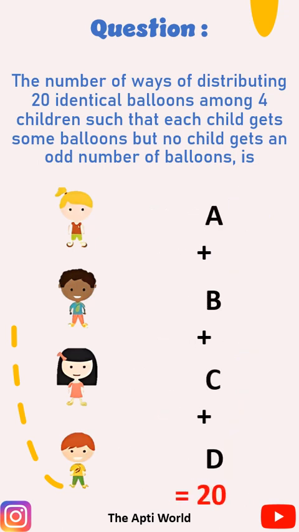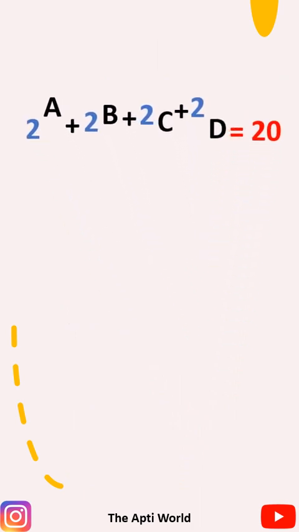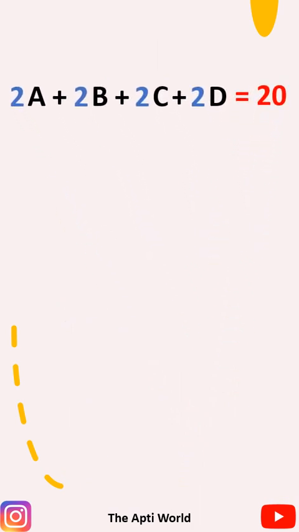But here in the question it is mentioned that no child gets an odd number of balloons. So, we will multiply A, B, C, D with 2 to get the even number of balloons. So, now the equation is 2A plus 2B plus 2C plus 2D which is equal to 20.